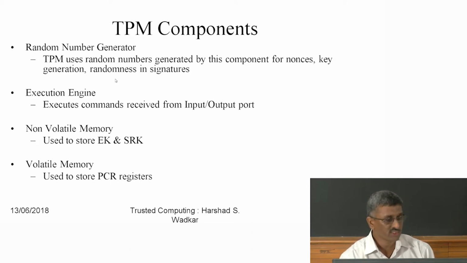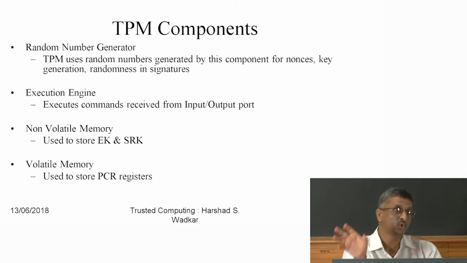There is an execution engine which executes commands received from input output. There are commands like do hash of this value, measure the hash value, run the next level, or load the next command; all those things come here. There is a non-volatile memory used for EK and SRK storage and, as I said, volatile memory used for PCRs. For these PCRs, the next slide will show you there are different PCRs, one for each different module.